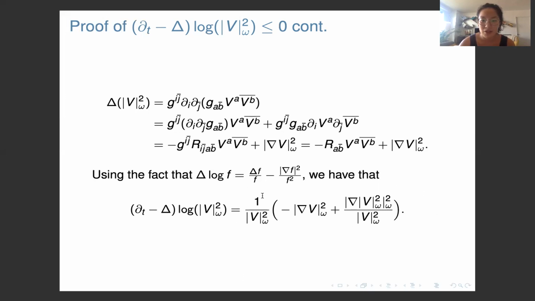Our goal is to show that this right-hand side is less than or equal to 0, because that's ultimately the inequality we want to show. And to prove the key observation that we will need to move forward.